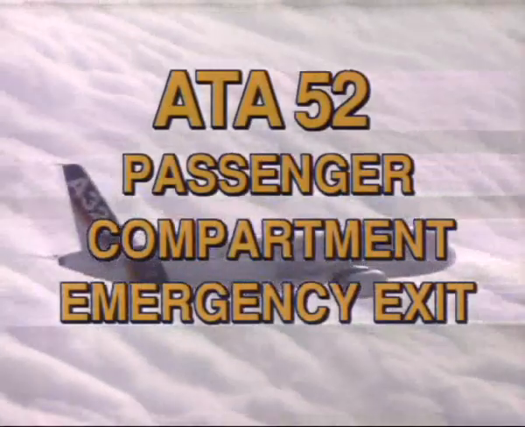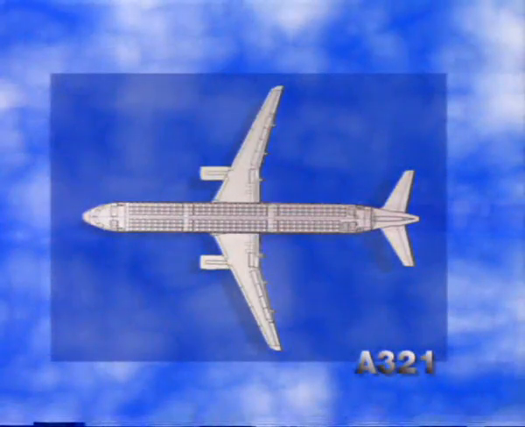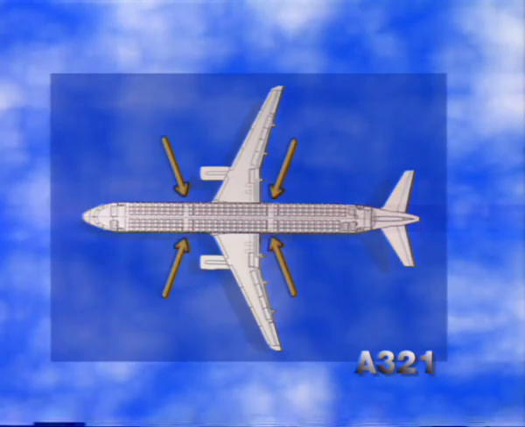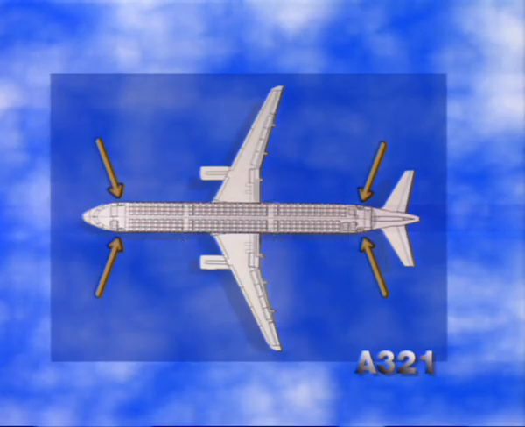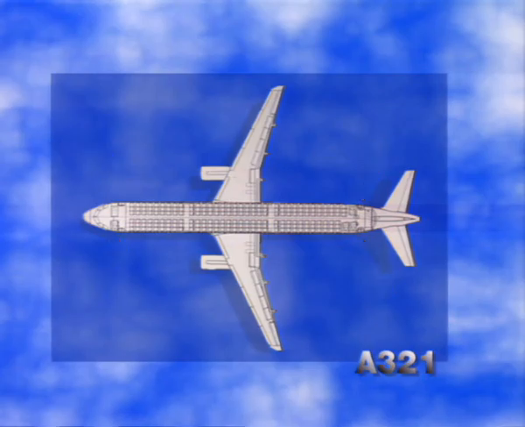ATA 52, Passenger Compartment Emergency Exit. For the evacuation of the passengers, there are 4 emergency exit doors as well as 4 regular passenger crew doors. 2 emergency exit doors are installed on each side of the cabin.